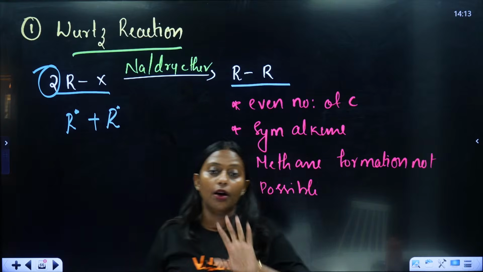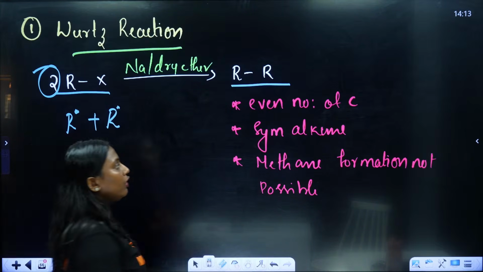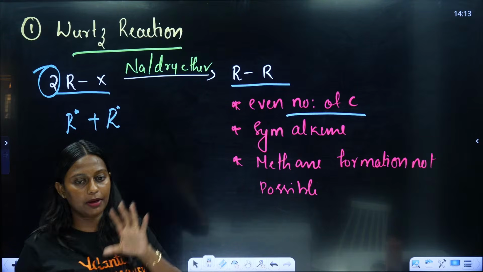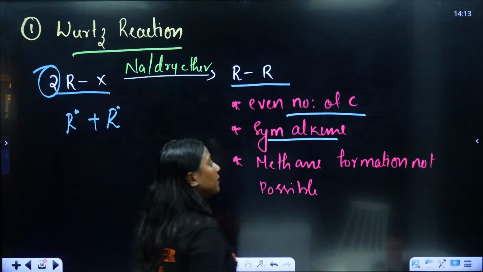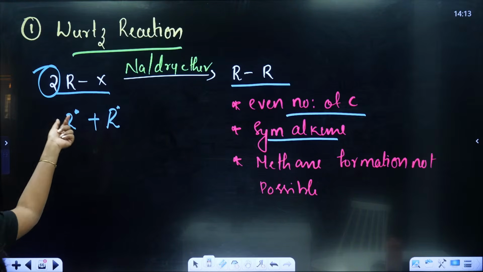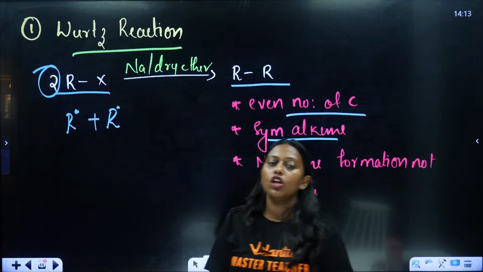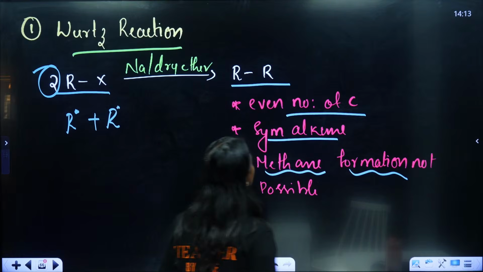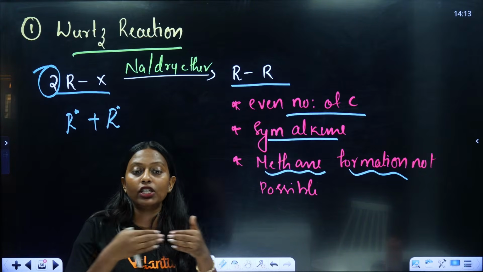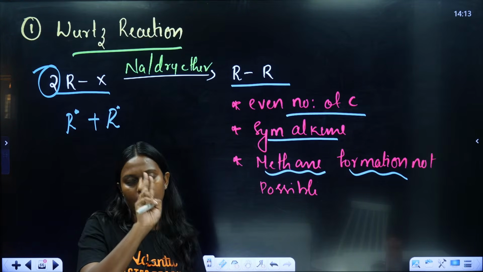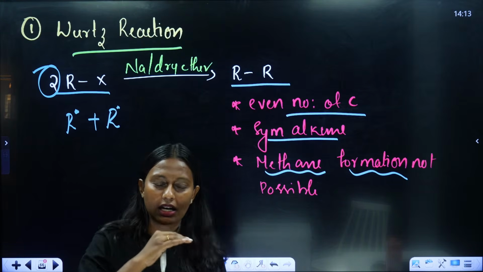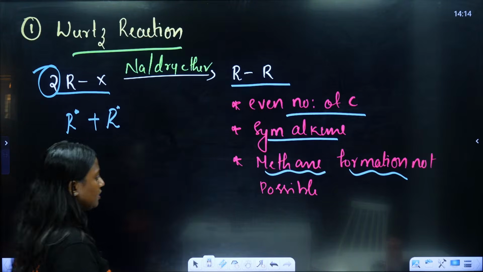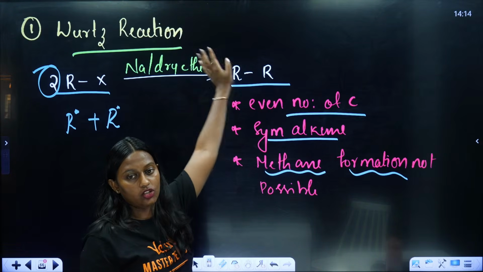You will get an alkane with only an even number of carbons. This alkane is symmetrical because two same alkyl groups are coupling. There is no methane formation, because two alkyl groups are coupling; at least you will get ethane. So methane formation is not possible in Wurtz reaction. All these points are very important.